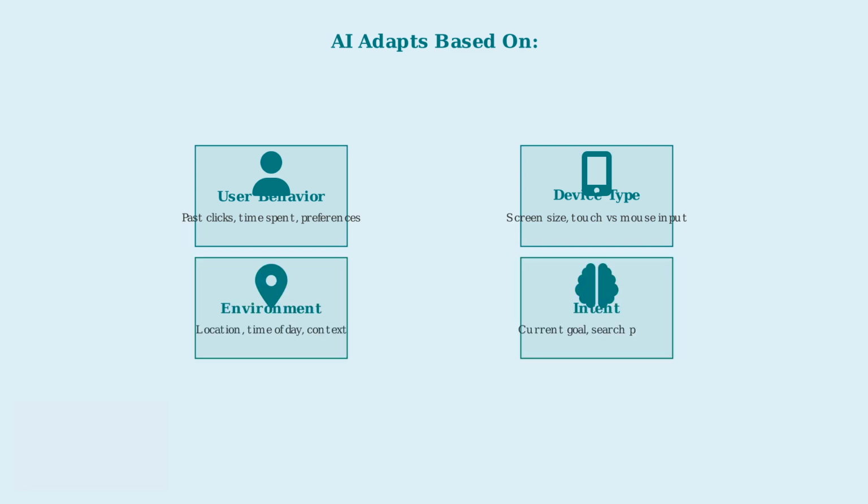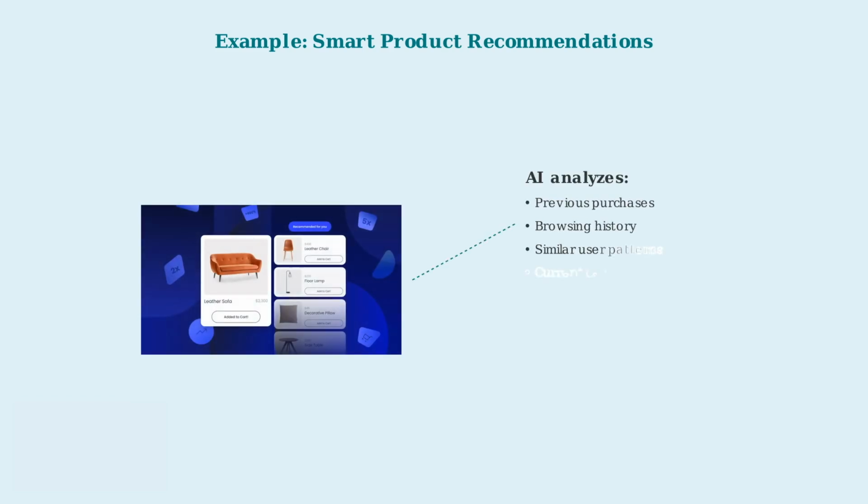Third, environmental context, considering location, time of day, and situational factors. Fourth, user intent, understanding the current goal through search patterns and navigation behavior. Here's a real example of AI personalization in e-commerce.